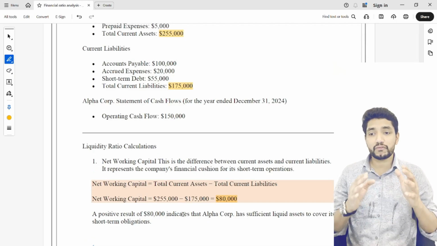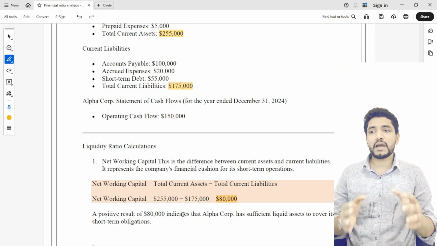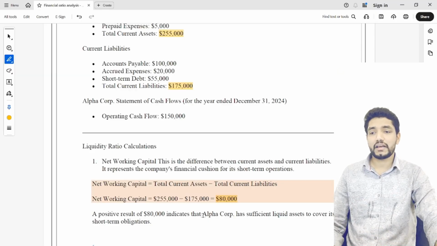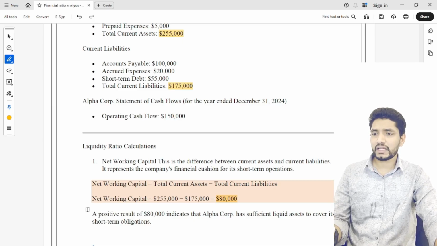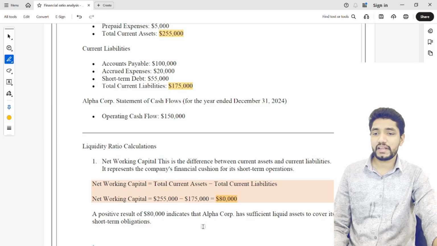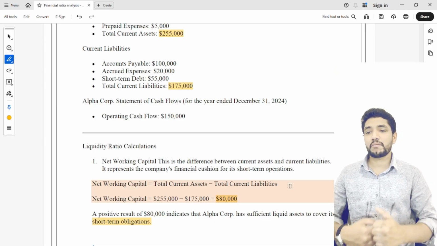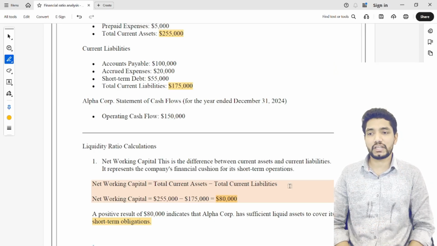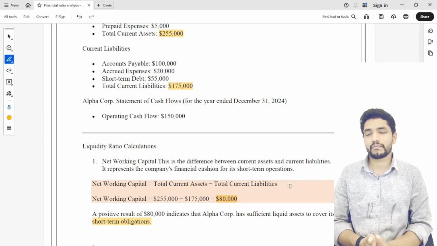So it's a positive working capital in this company, and here we can come up with a basic analysis. The company has sufficient liquid assets to cover its short-term obligations, which means it has more total current assets than total current liabilities, which means the company has a positive net working capital. It's a positive indicator.